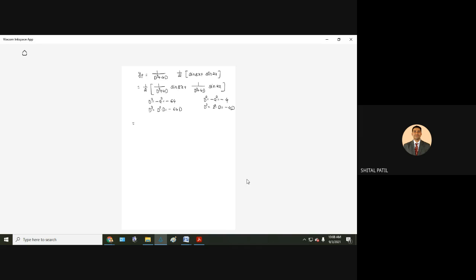So it is like this: 1 upon 2, 1 upon D cube, where D cube is minus 64D, plus 4D operated on sine 8x. Fortunately it is non-zero. Whereas in the second case, minus 4D plus 4D. The first formula fails for the second part only, not for the first part.